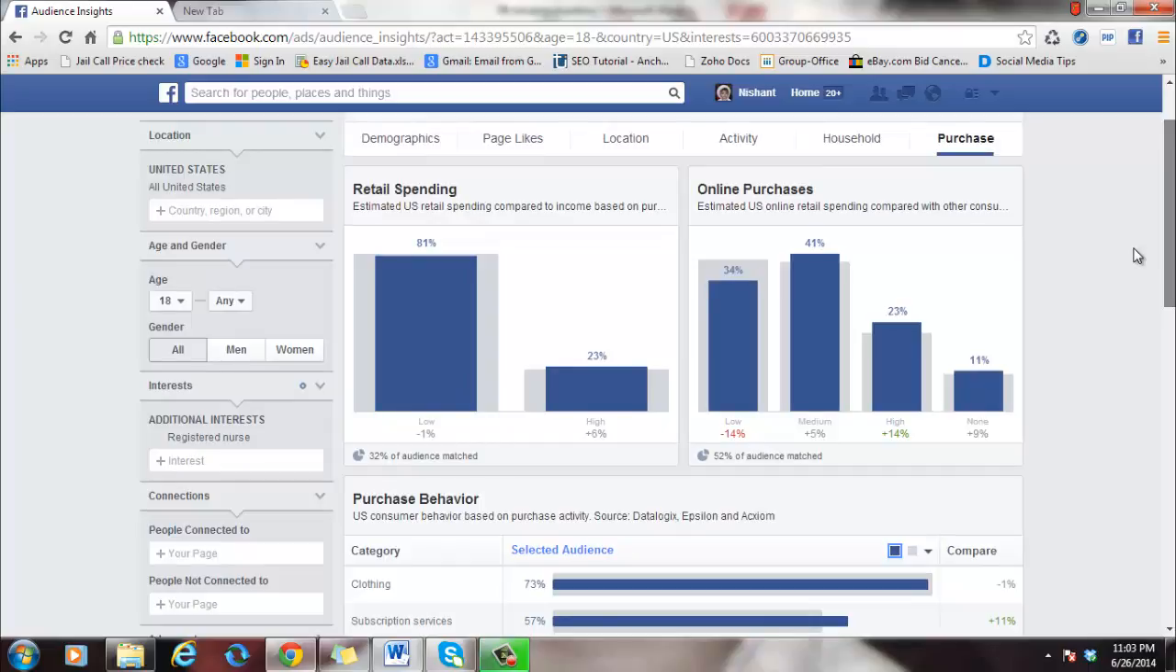Now as you would see over here, 23% of the people are in the high spending category, and 81% are in the low spending category. So if you want to use this as your basis of information to start creating your campaigns, you can get all this information in Facebook targeting, and then go ahead and start running some campaigns to it.